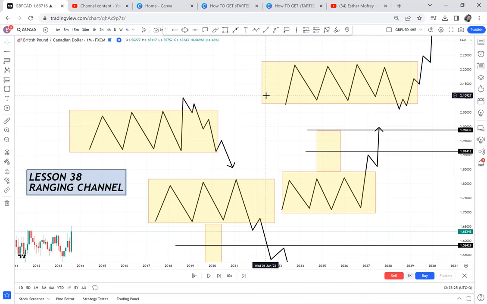So in this lesson, kindly note that I'm only showing you one side of ranging channel. There are two sides.